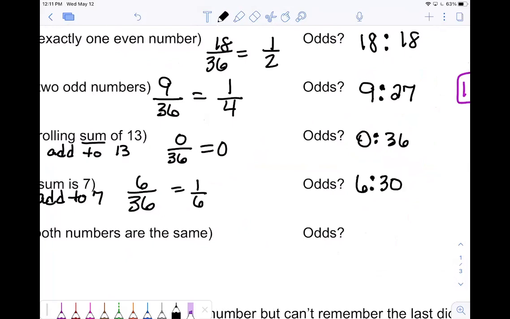Remember, that number should equal 36 when you're done. So 6 add to be 7, the rest do not. And that's 1 to 5.